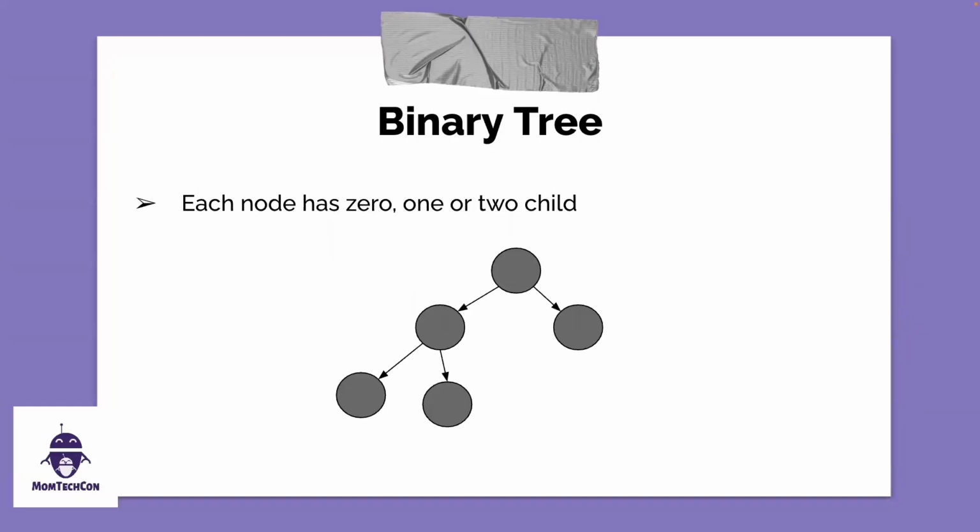A binary tree is a tree where each node has 0, 1, or 2 children. Since there is a maximum of 2 nodes, we refer to them as the left node and the right node.